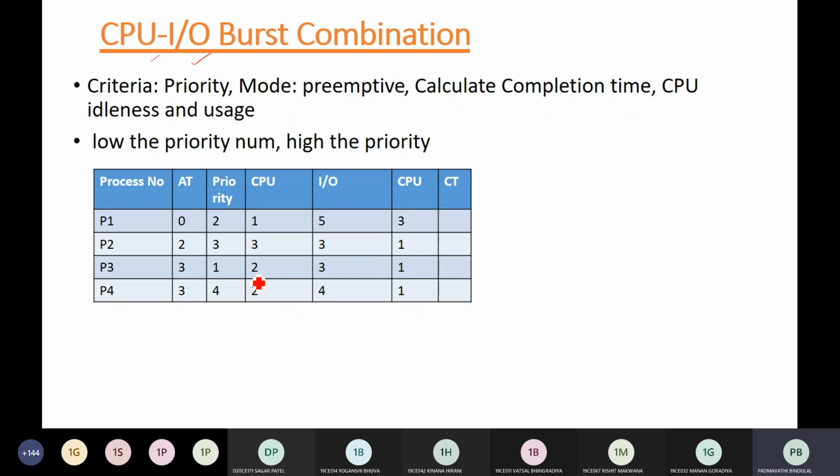Of course, there are so many concepts involved in this one. थोड़ा सा trick. Arrival time, priority is also given. That means priority scheduling भी करना है. Preemptive तो है ही, mode is preemptive, and here the combination of CPU burst is given, IO and again CPU.